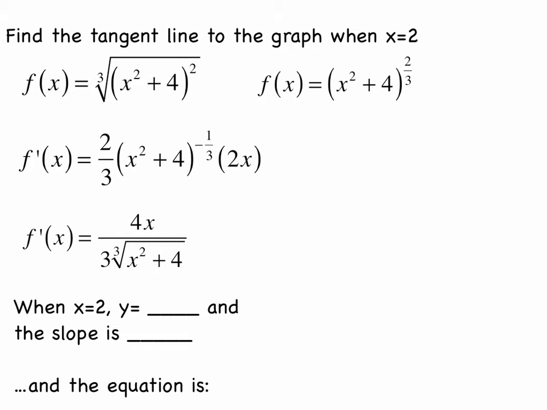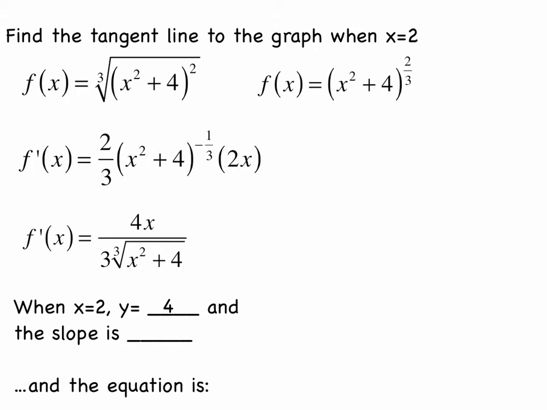So if I plug in 2 into my original equation, 2 squared is 4. 4 plus 4 is 8. You can take the cube root of that first, which is 2, and then square it, which is 4. Or you can square it first, which is 64, and then the cube root again is 4. So either way, I have the point 2 and 4. And that point 2 and 4 is on the graph.